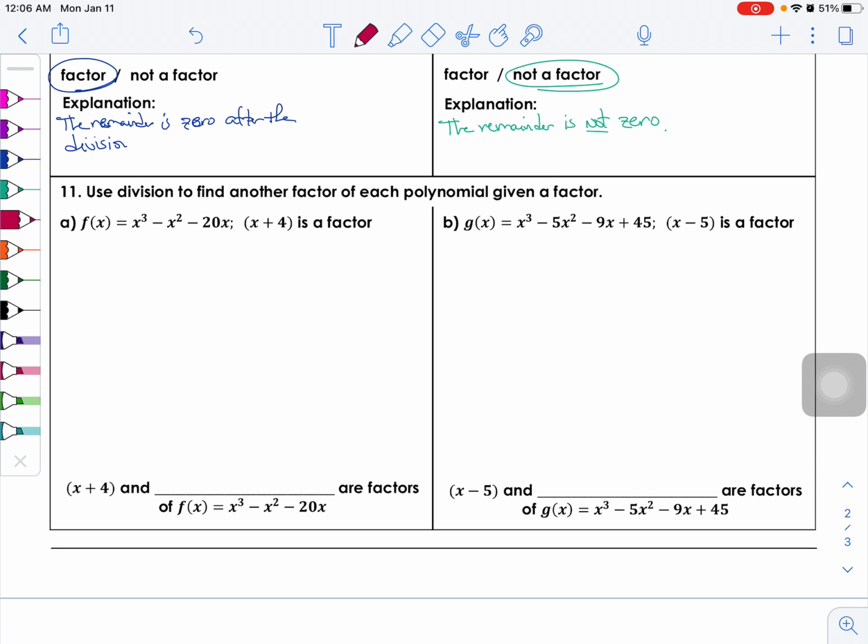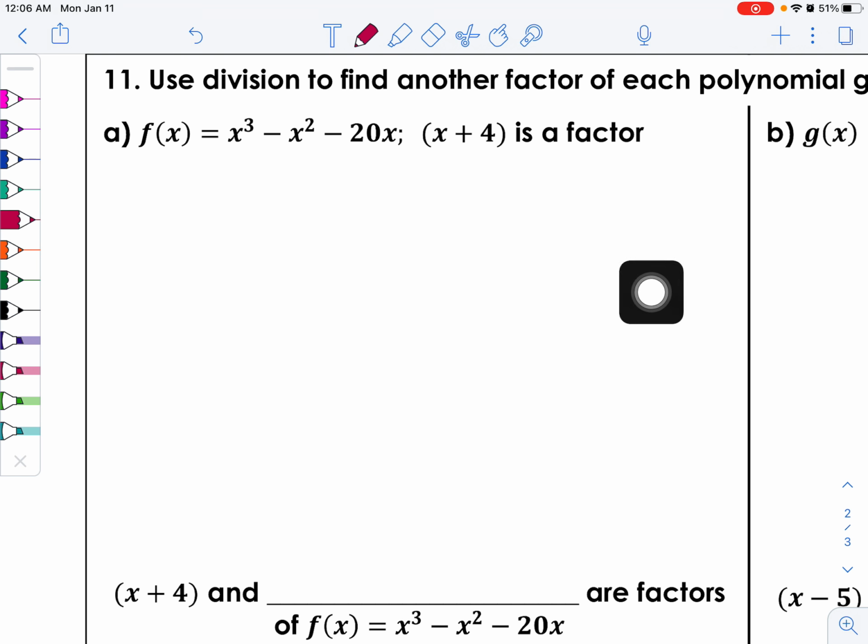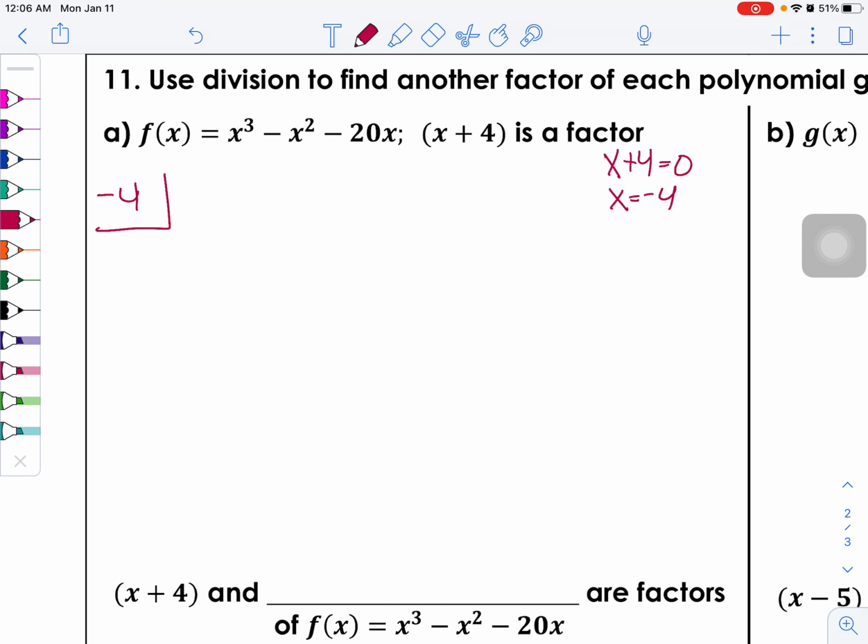All right, last problem for this video is problem number 11. It says use division to find another factor of each polynomial given a factor. So in part A, we know that x plus 4 is a factor. Okay, it even says in the answer here, x plus 4 is a factor. We're trying to figure out the other one. So let's see what we got here. X plus 4 means I'm going to do x plus 4 equal to 0. X is negative 4. So synthetic division, I'm going to use just the coefficients. So 1, negative 1, negative 20.